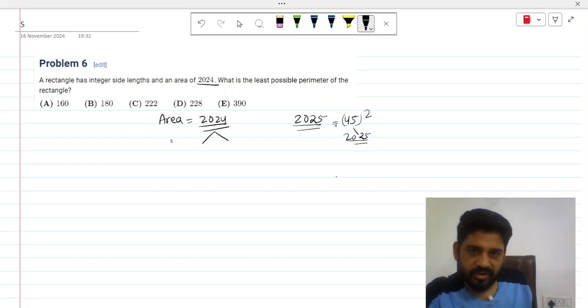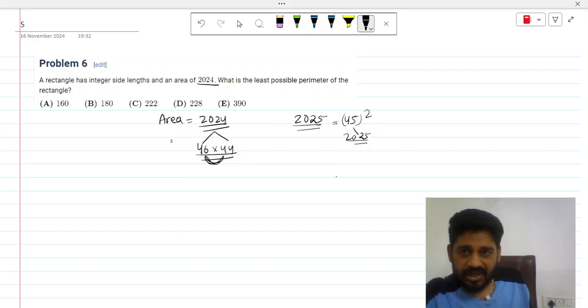If it is a product of two integers getting 4 as a unit digit, it must be 46 and 44. If it works, the answer is right, because you want the least possible, and it will be least possible when the integers are closest. So 46 multiplied by 44 can be the closest. So length will become 46, breadth will become 44, so 46 plus 44 becomes 90, multiplied by 2 is 180.